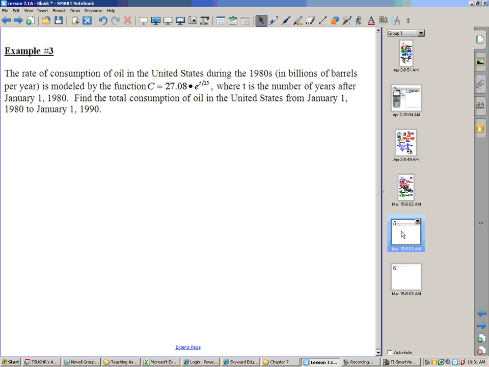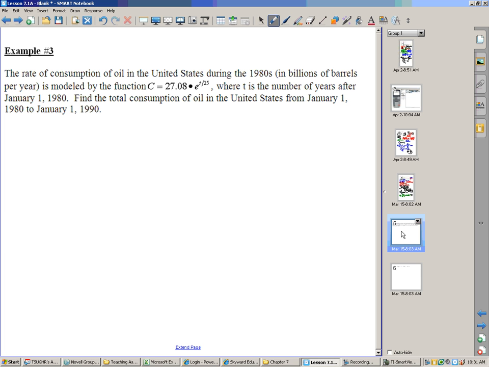The rate of consumption of oil in the United States during the 1980s in billions of barrels per year is modeled by this function, where T is the number of years after January 1st, 1980. Find the total consumption of oil in the United States from January 1st, 1980 to January 1st of 1990. This is very typical of a type of application problem that they might put on the multiple choice section. Do you recognize then that this is just an integration problem? That's all it is. This is a definite integral that we have to find.